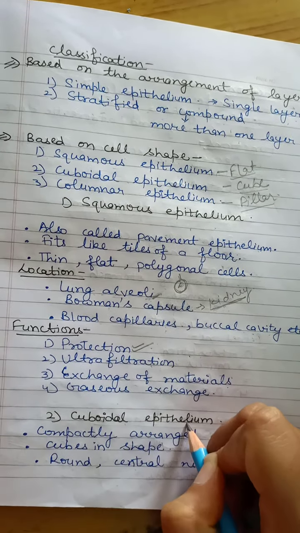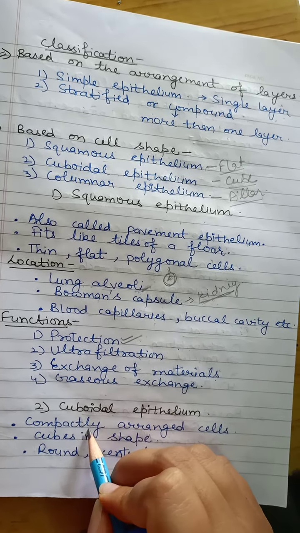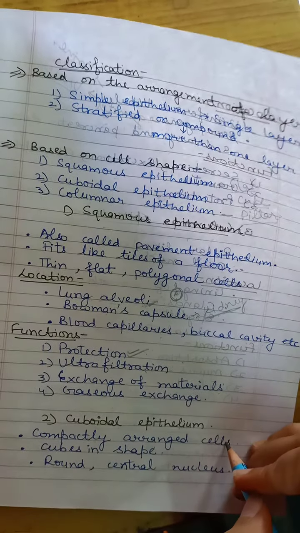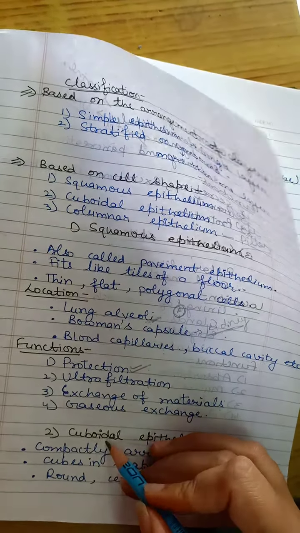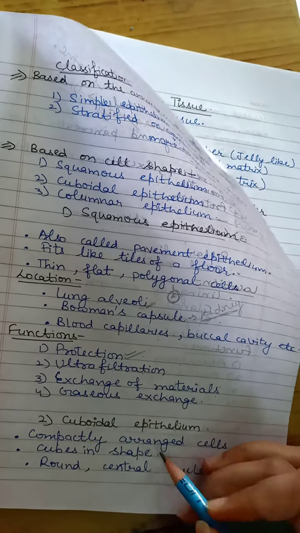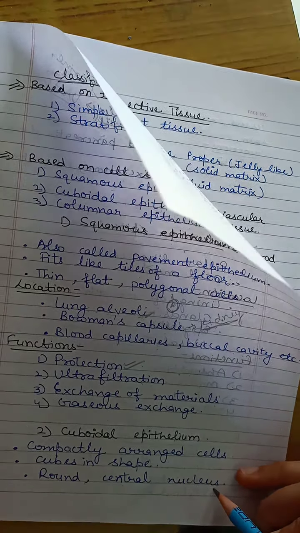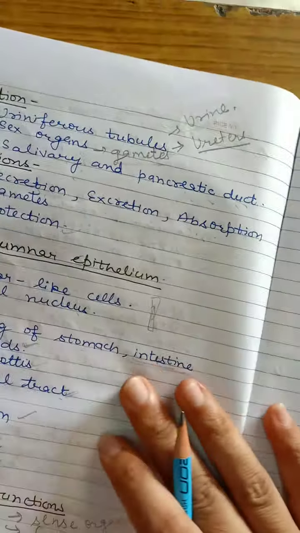Next is the cuboidal epithelium. In cuboidal epithelium, the cells are compactly arranged, and as the name indicates, cuboidal, they are cube in shape. They have a round and central nucleus.